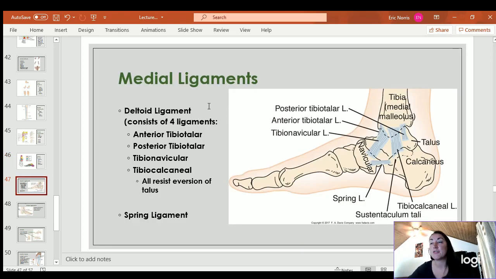Medial ligaments of the ankle: we have the deltoid ligament, which is comprised of 4 different ligaments. We have the anterior tibiotalar ligament right in the very front, the tibionavicular ligament behind it, the posterior tibiotalar ligament in the very back, and in between is the tibiocalcaneal ligament. They all resist eversion of the talus. That's what those ligaments are responsible for. And if you stepped and significantly overpronated, you might injure those, as well as the spring ligament down below.